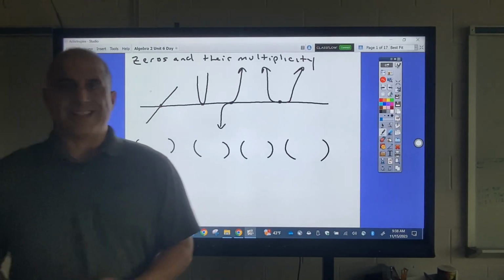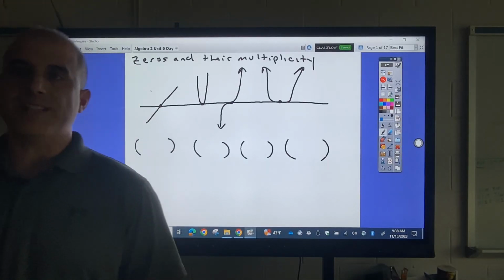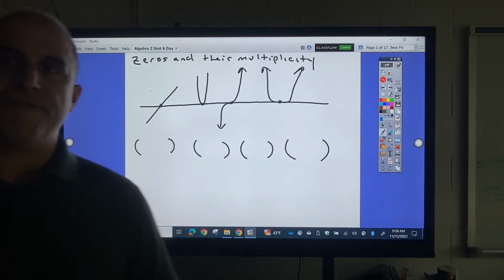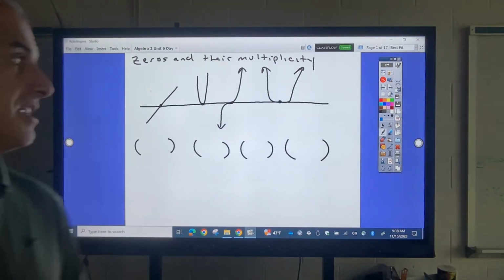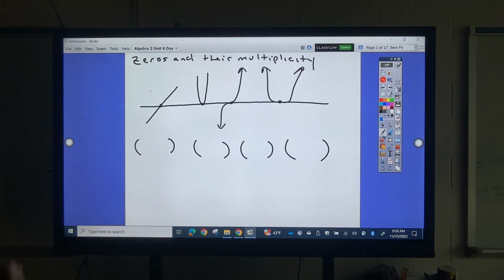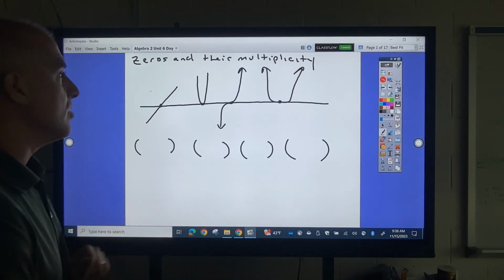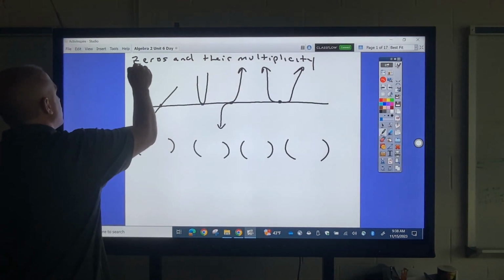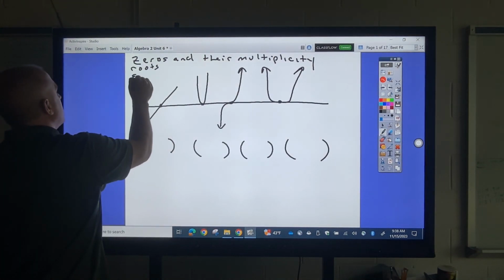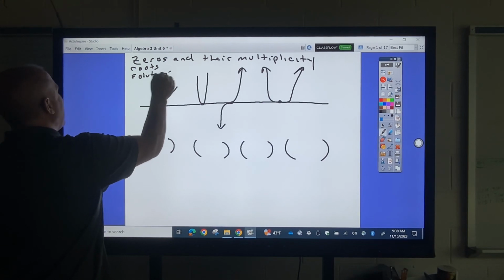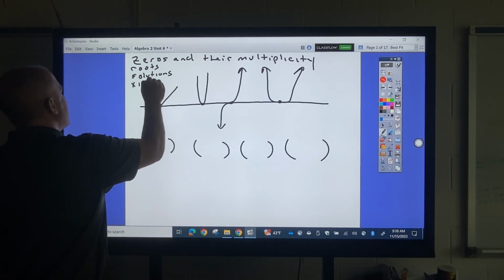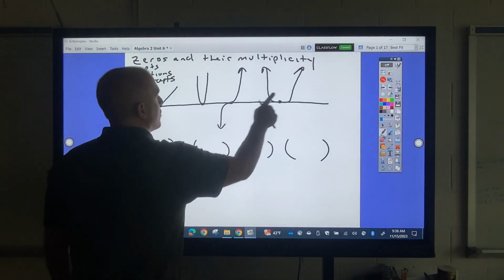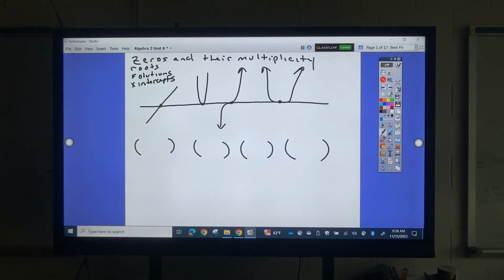Okay, this is going to be the second lesson in Unit 6 on polynomials for Advanced Algebra 2. We start talking about factors and their multiplicity today. What we have to understand are the words zeros, roots, solutions, x-intercepts. They all mean the same thing. It's where the graph crosses or touches the x-axis.